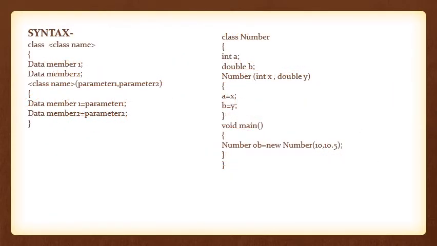Here is the syntax. How can we define a parameterized constructor? Class name, data member 1, data member 2, class name, parameter 1 and parameter 2. So parameterized constructor takes a parameter. So 2 data members, so 2 parameters. Data member 1 equal to parameter 1 and data member 2 equal to parameter 2. So learn the syntax. How can we define a parameterized constructor? See here example. Class is number. Data members are A and B.